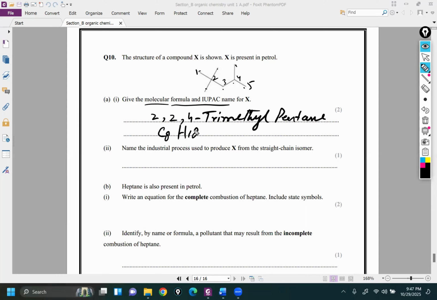Name the industrial process used to produce X from the straight chain isomer, and this is called reforming. When we are producing the branched alkane from the straight one, it is called reforming.